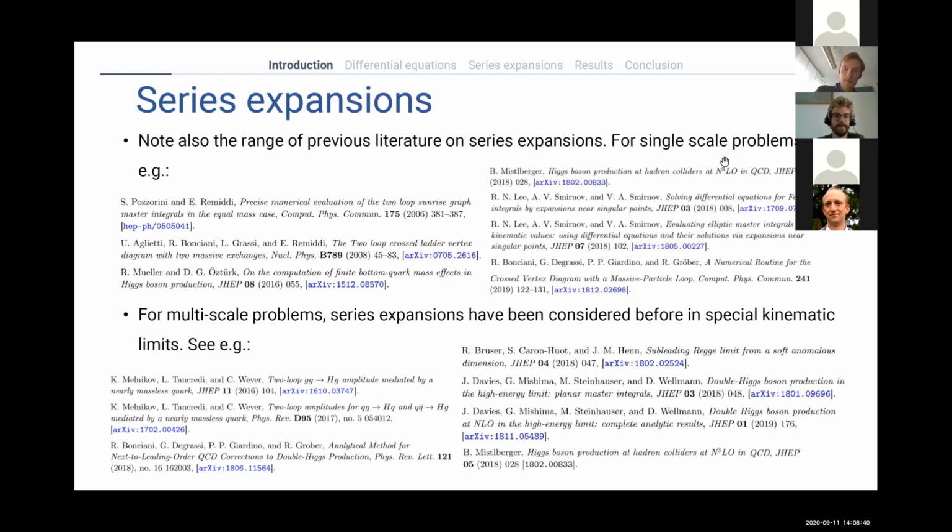Some papers that I could point out are, for example, the papers from Roman Lee, Vladimir and Alexander Smirnov, which dealt with evaluating elliptic Feynman integrals by expanding near special points such as thresholds. And this is actually fairly close in spirit as well to some of the things I'll be discussing, especially since the banana graphs that I'll be computing are also one-dimensional.